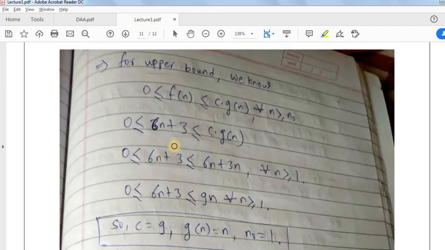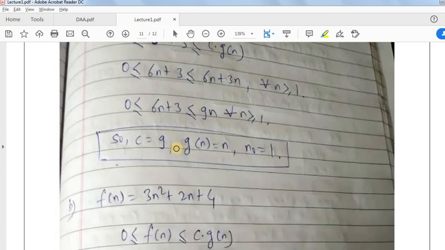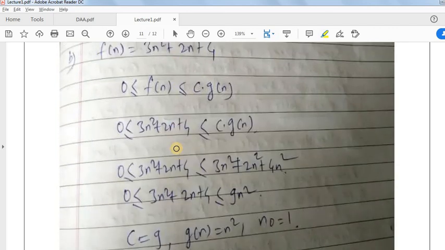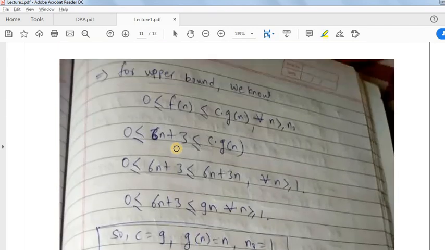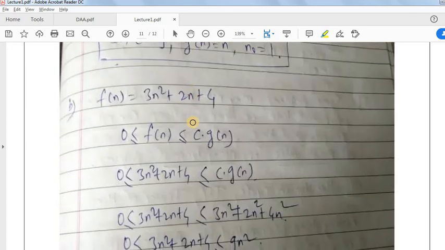6 plus 3, that will be 9. 9 less than or equal to 6n, yes, 9 into 1. So we will have constant C as 9, g of n as 1 in case of lower bound. Users are advised to use the functions and notions seen so far in order to know the correct results.